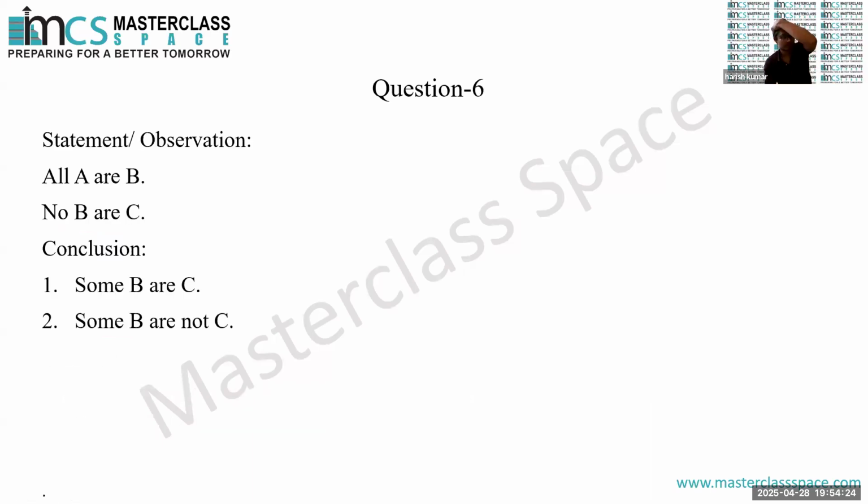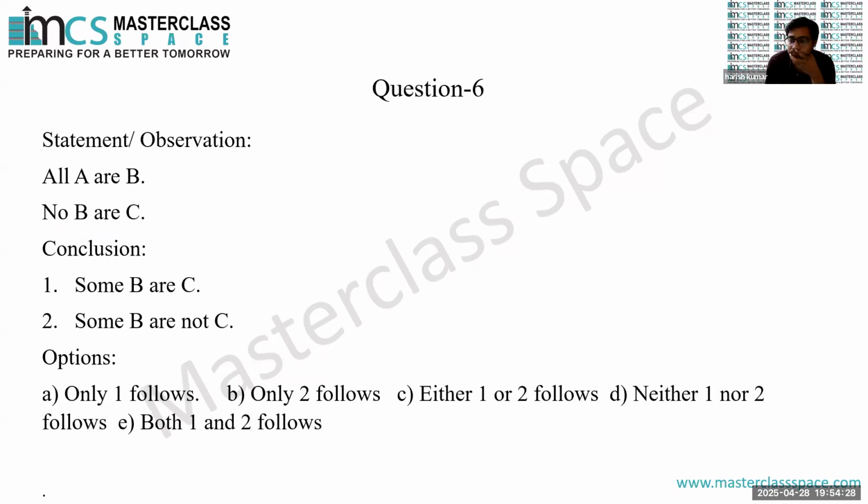Okay, what about this? See, whenever you are saying some B are not C, you have to see whether there are some B which are not C or not. You should not see for the opposite. If some B are not C, that doesn't mean that there are some B which are C. No, that's not true. Now carefully observe.